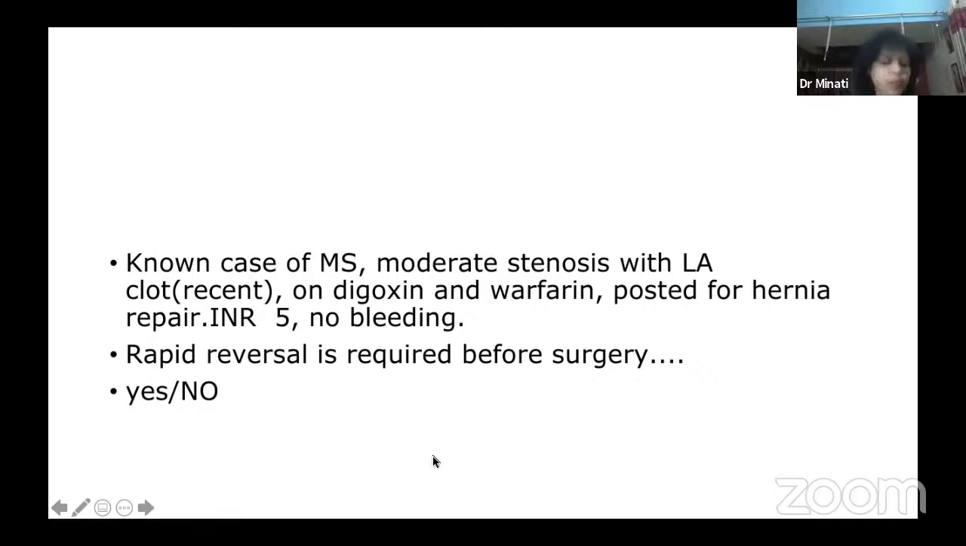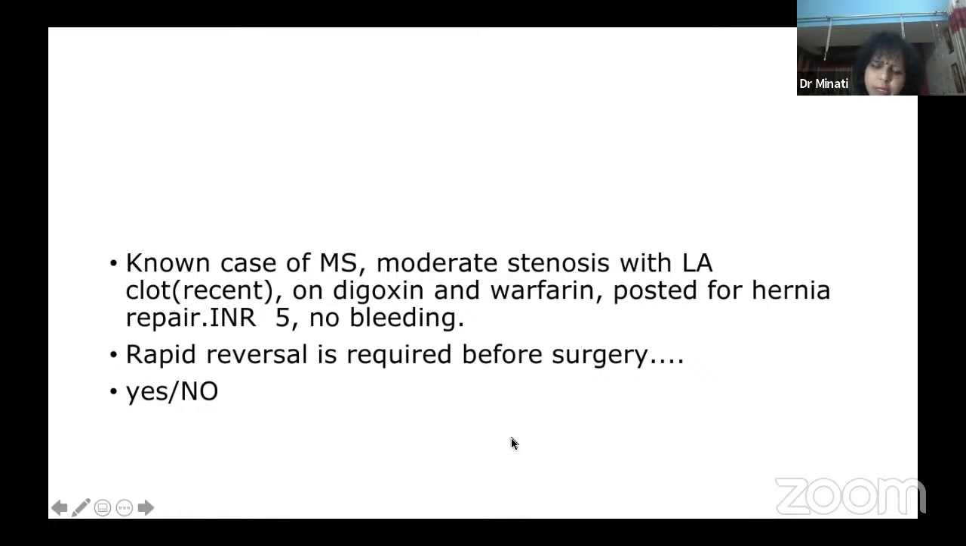The patient is a case of inguinal hernia repair, right? Because the patient is not bleeding, that is also important. When the patient is not bleeding and is undergoing a minor surgery, rapid reversal is definitely not required. You can omit 1 or 2 doses of the warfarin, or you can reduce the dose. Suppose the patient is on 5 milligrams, you can come down to 2.5 milligrams, or else you can omit the dose. First and second days you omit, and on day 3 you start the routine 5 milligram dose.